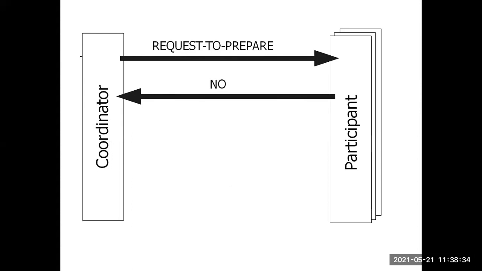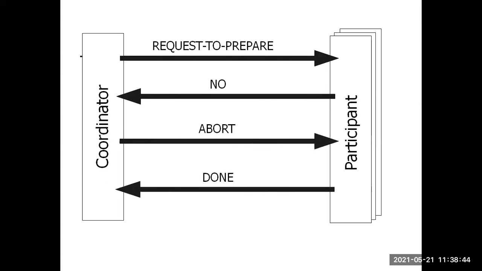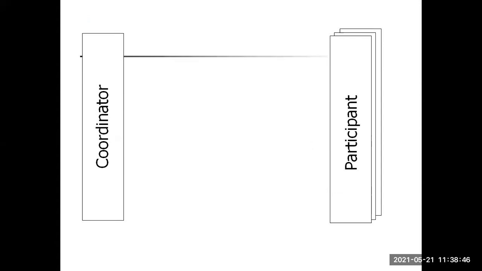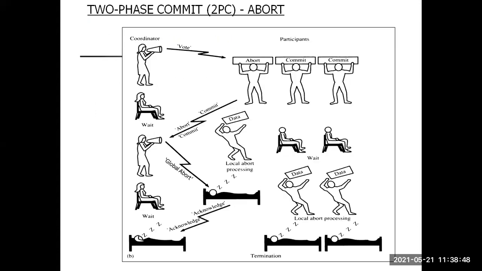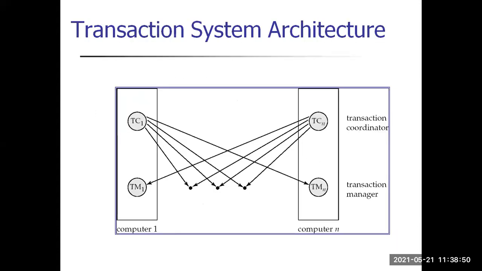This is the mode: first a request, then a request to prepare for the participant. If the participant is not ready, then it is a no, then the process is aborted, and the process is done. And if the participant is ready, then the answer is yes and the next phase goes on.